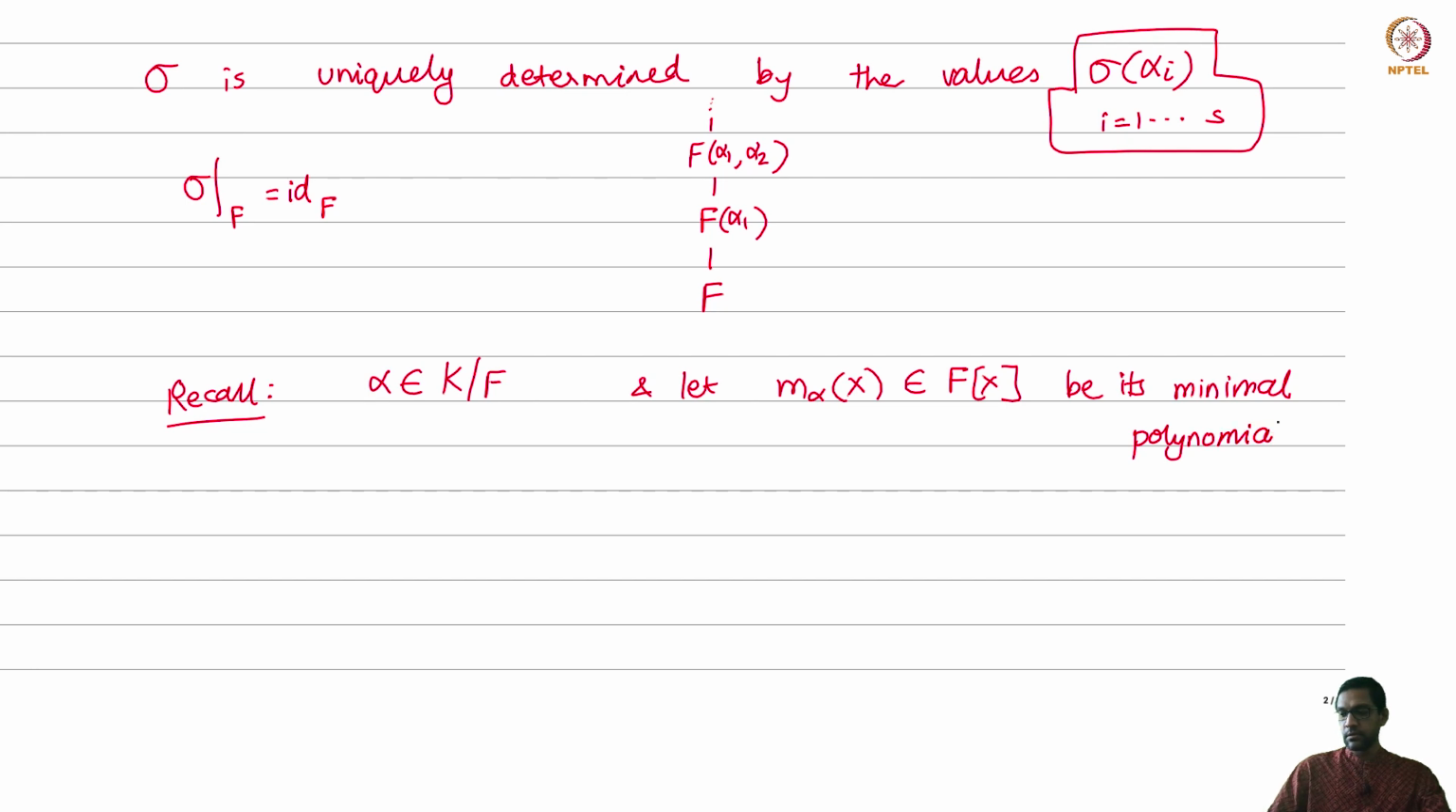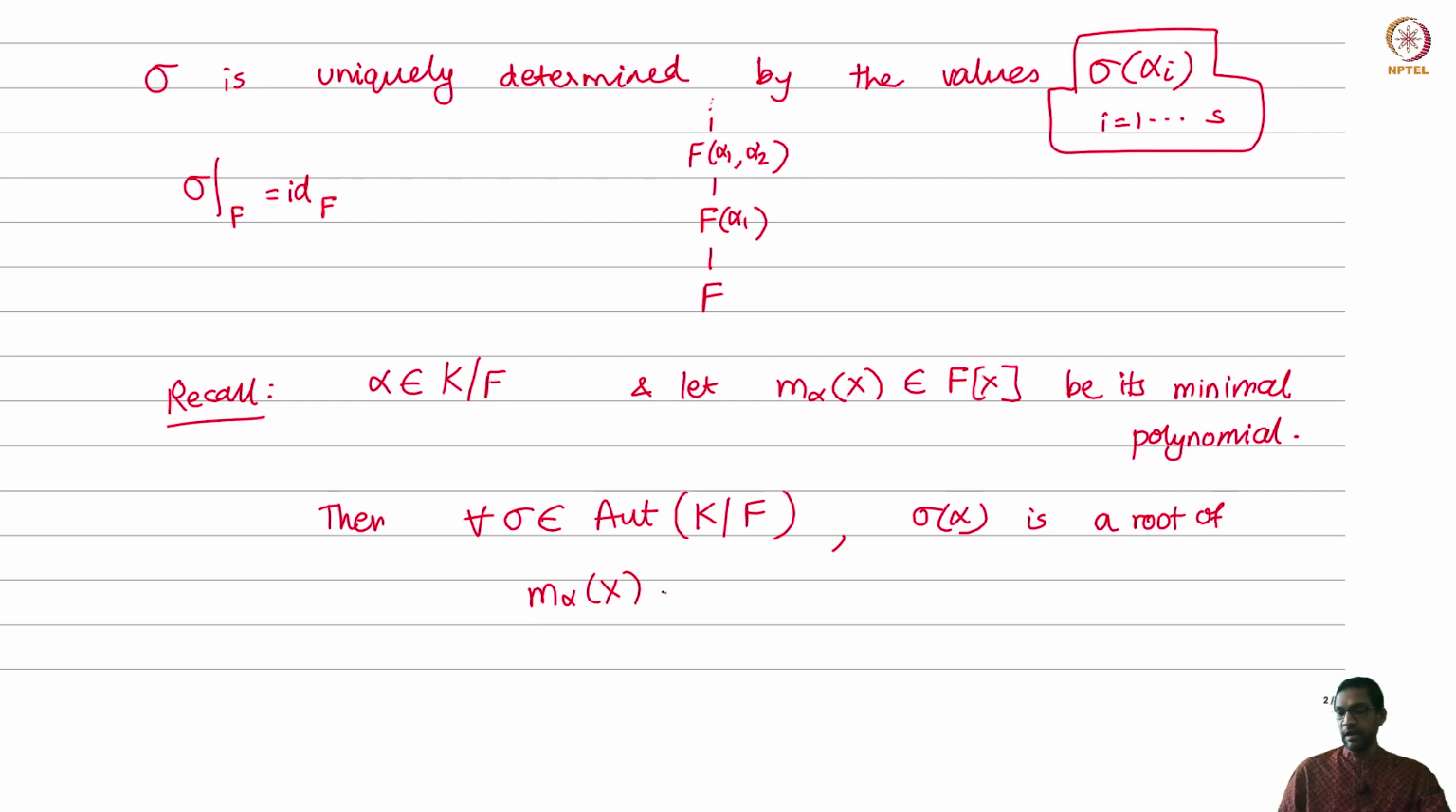Then observe, for all sigma which is an automorphism of K which fixes F, sigma of alpha is also a root of the same minimal polynomial. Sigma of alpha is a root of m_alpha(x). Okay, so this argument has occurred many times before, that if alpha is the root of some polynomial, then sigma of alpha is also a root of the same polynomial over the base field, because sigma fixes the coefficients from the base field. Okay, so given this, what does it imply?